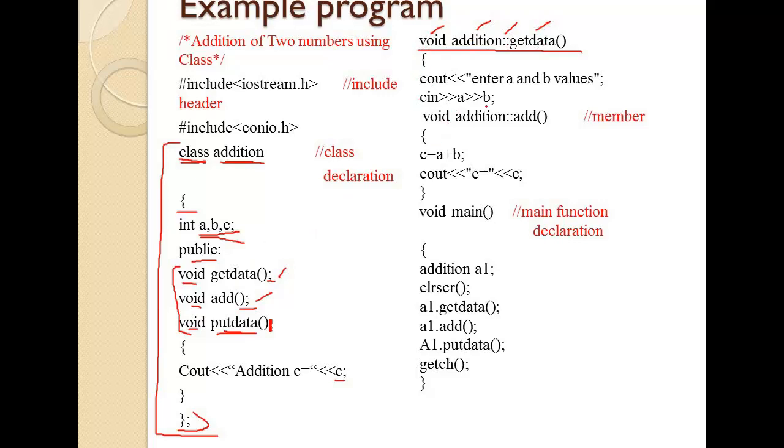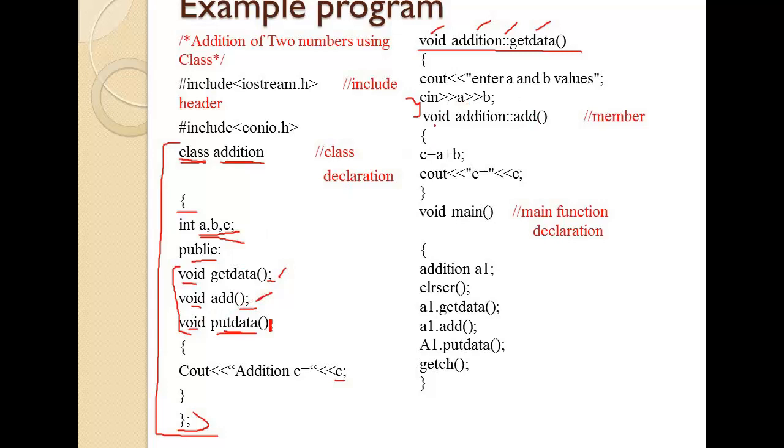Within curly brace, here I have to give cout. Okay, here I have missed one curly brace. Each and every block should be opened and it should be closed. So open a curly brace and cout, enter a and b values, and using the cin operator get the values of the two variables.